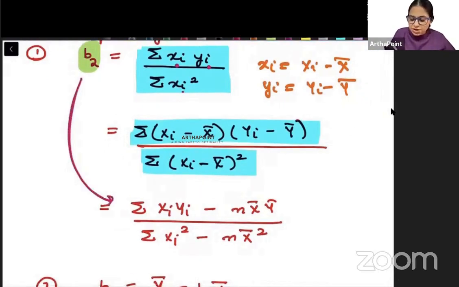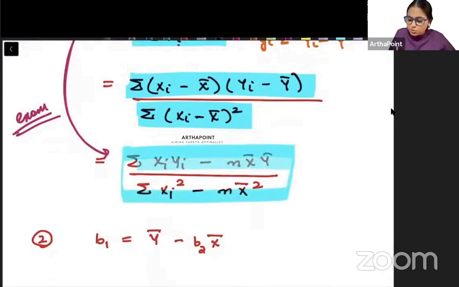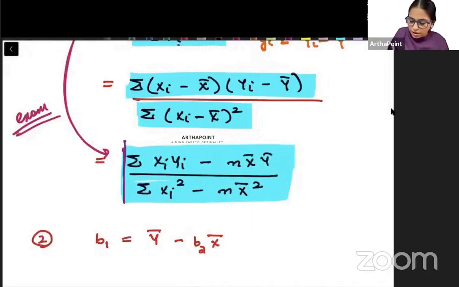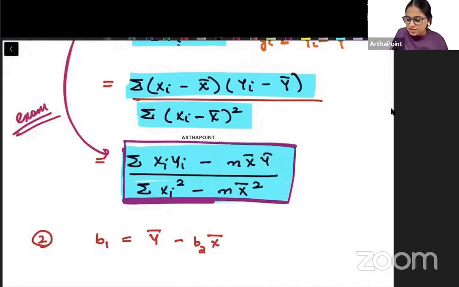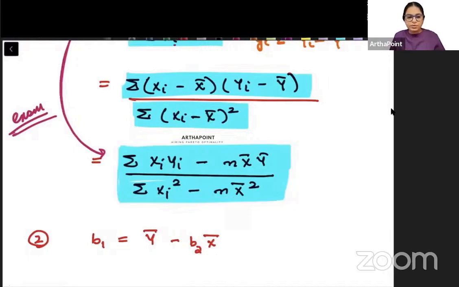This has been asked many times in exam. You can also go ahead and write B2 in the raw form. So if you write B2 in the raw form, it will be summation xi yi minus n x bar y bar upon summation xi square minus n x bar square. This is another way to write B2, right?